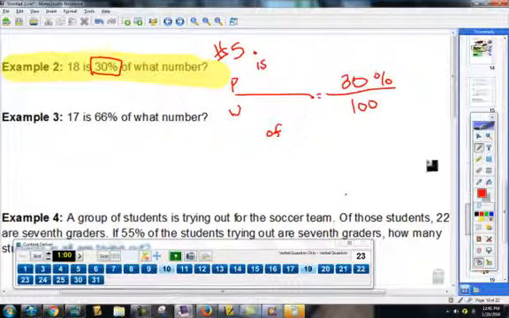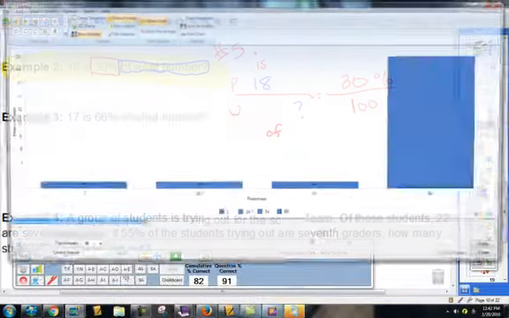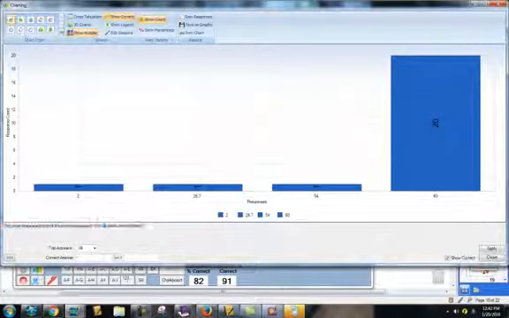Now, I understand why this one's tough, and that's why I chose this one to do. Because it doesn't specifically say is a number or of a number. But what it does say is of what number. So isn't it basically asking what the whole is? Yeah. It's saying we don't know of what. We don't know. So we're trying to figure this out. So that means 18 must be the part. So when we cross multiply and divide, that is going to give us 60.